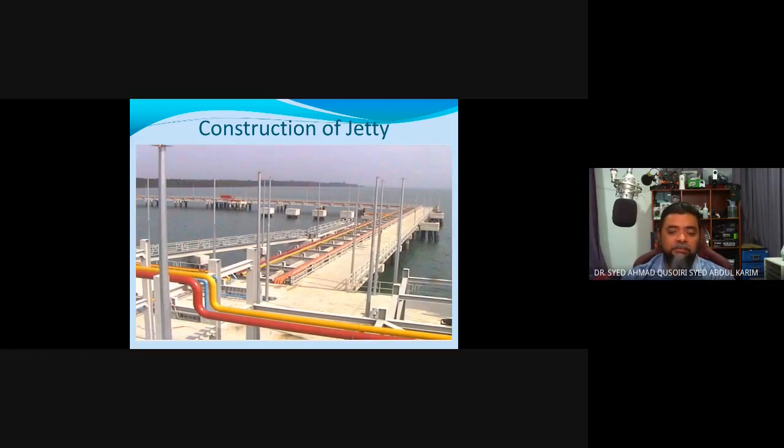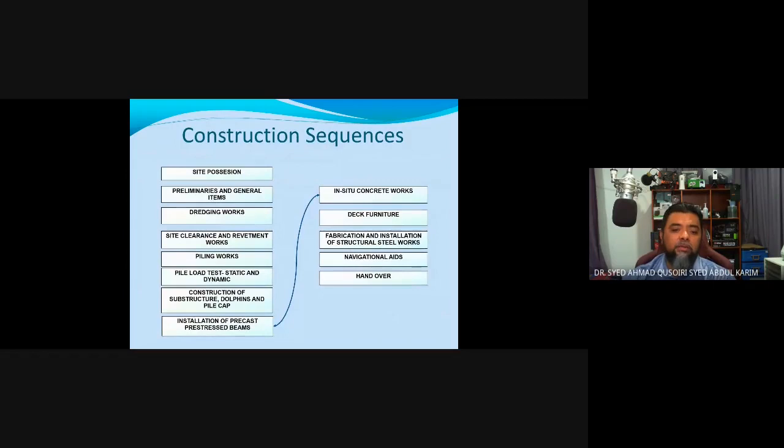So next, the construction of jetty. So the construction sequence is quite similar, okay, as any other construction. We have site possession, preliminaries, the dredging work, okay, of where we want to build the jetty. Site clearance, revetment works, piling, load test, substructures, dolphin, pile cap, precast pre-stressed beam, in situ concrete, deck furniture, fabrication of structural steelwork, navigational aids, and handover.